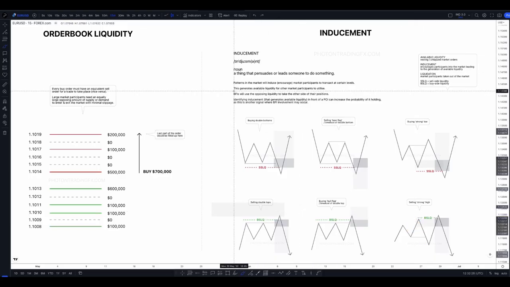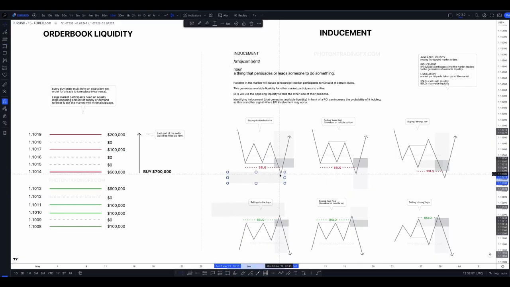So what we say is those patterns that induce market participants generate available liquidity, so liquidity that hasn't been used yet. So this is fresh liquidity that a market participant, a BFI, can use to buy against for other market participants to use, right? So we look for the patterns to induce, to get you involved, to generate sell-side liquidity for BFIs to utilize, okay? So identifying inducement that generates that available liquidity in front of a POI that we're looking to get involved in can increase the probability of these POIs holding, right?